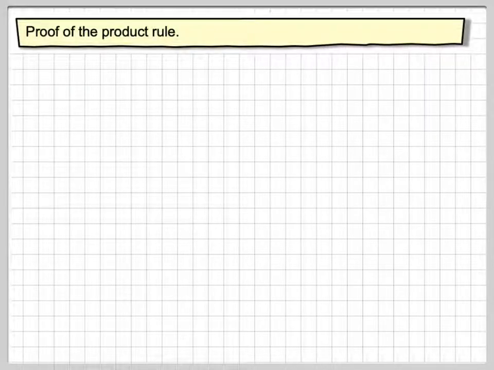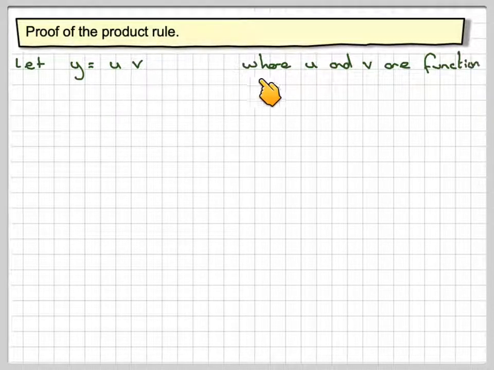In this video, we're going to come up with a rule, which is known as the product rule, for differentiating the product of two functions of x. So if we let y be equal to u times v, where u and v are functions of x, we'll call that equation 1.